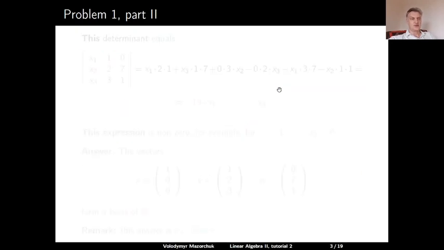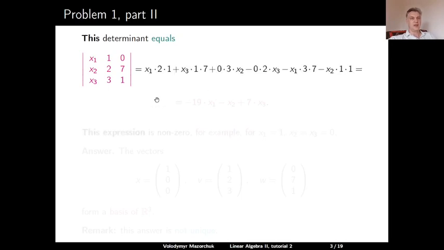So let us compute this determinant. It is equal to x1 times 2 times 1 plus x3 times 1 times 7 plus 0 times 3 times x2 minus 0 times 2 times x3 minus x1 times 3 times 7 and minus x2 times 1 times 1. So we have 2x1 minus 21x1, which gives us minus 19x1.